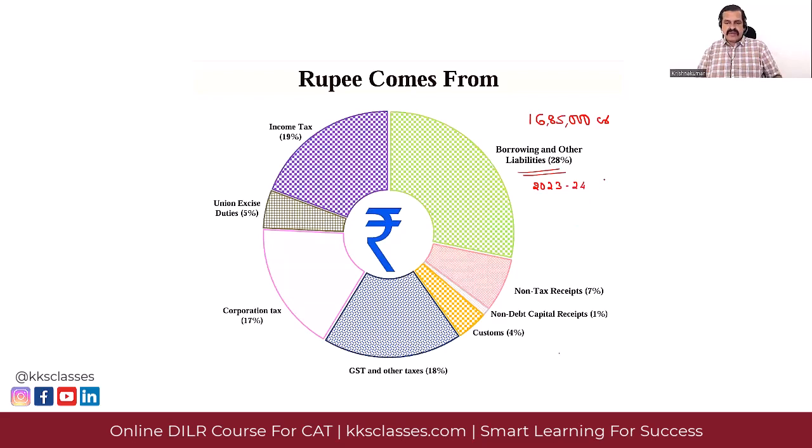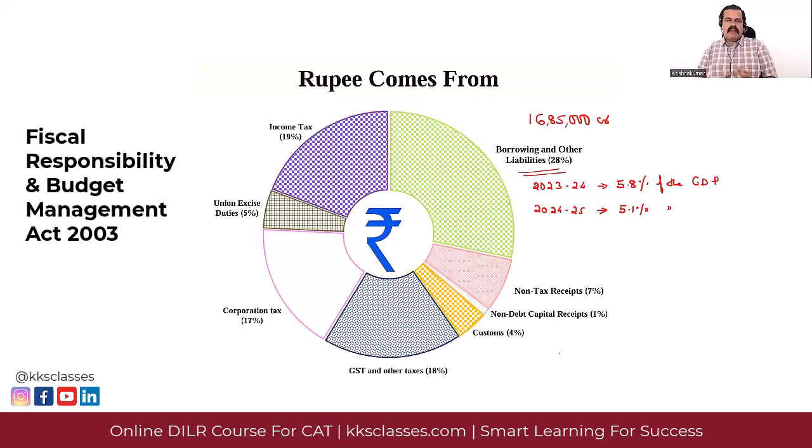Now, during 2023-24, the fiscal deficit of the government of India is estimated to close at 5.8% of the GDP. In 2024-25, the government estimates the fiscal deficit to come down to 5.1% of the GDP. Now there is this very important act which was passed in the parliament called the Fiscal Responsibility and Budgetary Management Act of 2003, which stipulates that the fiscal deficit should be maximum 3% of the GDP, not more.